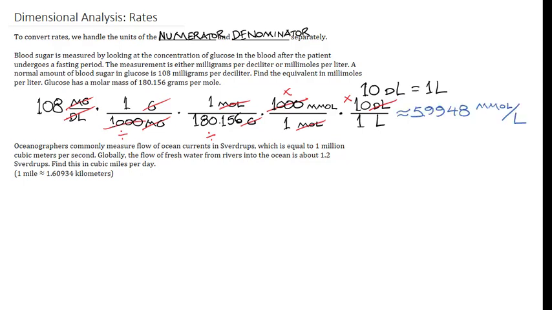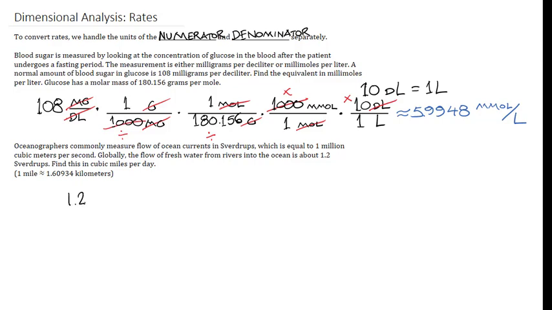As with area and volume units, sometimes we have names for rates that you might not be familiar with that don't actually break down. For instance, oceanographers commonly measure flow of ocean currents in sverdrups, which is named after an oceanographer named Sverdrup. And we see that a sverdrup is equal to 1 million cubic meters per second. And it says here that the flow of fresh water from rivers into the ocean is about 1.2 sverdrups. And that's all of the fresh water going from rivers into the ocean every second. That's how many go in. And so we want to find this in cubic meters per day.